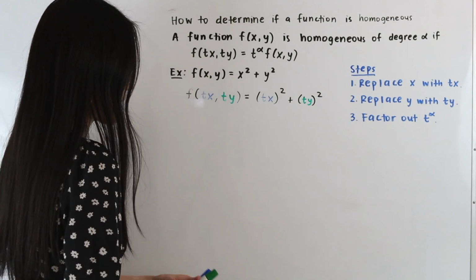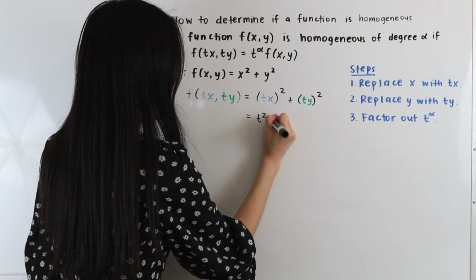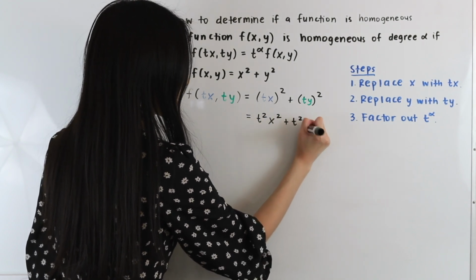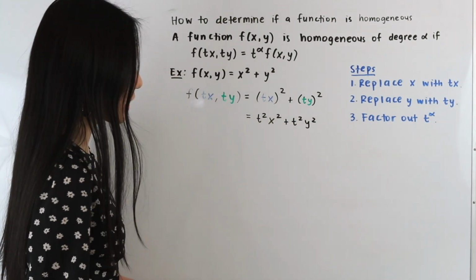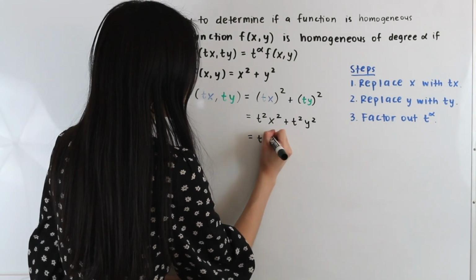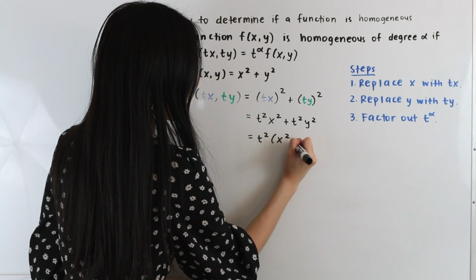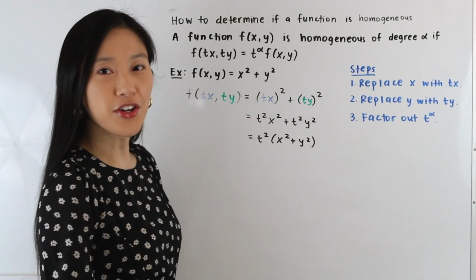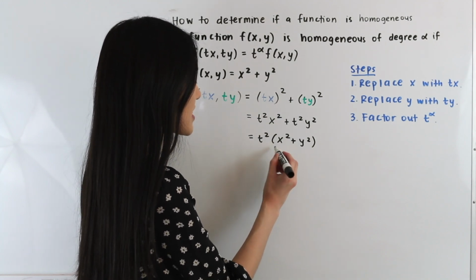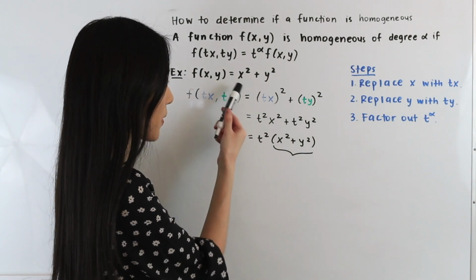So now let's go ahead and expand this. Expanding this, we have t squared x squared plus t squared y squared. And we can see here that we can factor out a t squared. So this ends up becoming t squared times x squared plus y squared. Notice that this x squared plus y squared is the same thing as our original function f of x y.